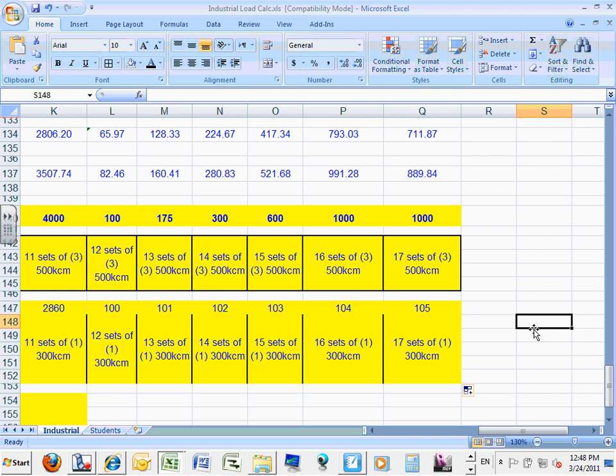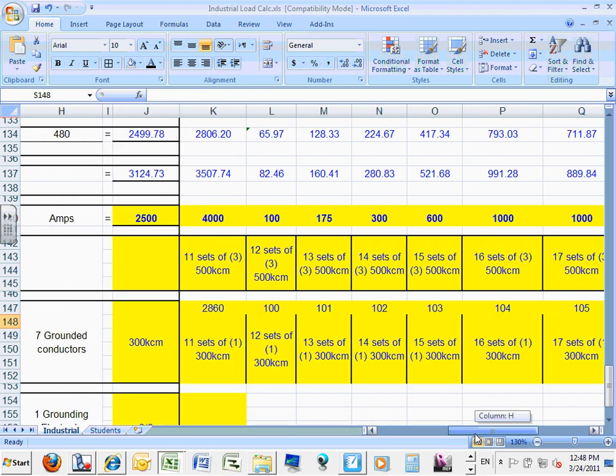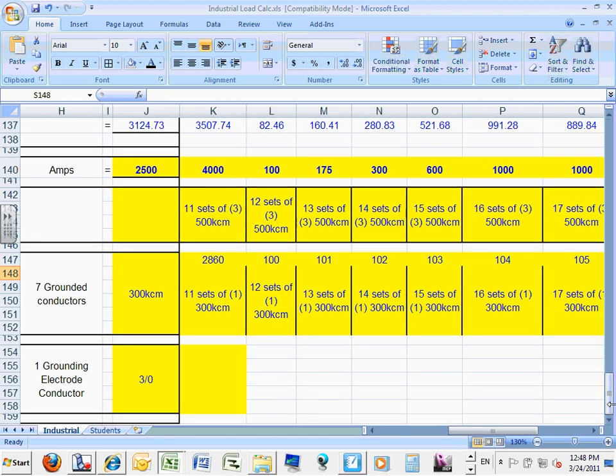I just noticed it goes 11 sets, 12 sets. This is just copying it, just giving you the language. So that's how we size it, my friends. We size the neutral, guys. Then the last thing is we size the equipment grounding conductor for all the equipment and the grounding electrode conductor for the switchgear. Gentlemen, you are off to a good start. So we size the panel in one sitting.